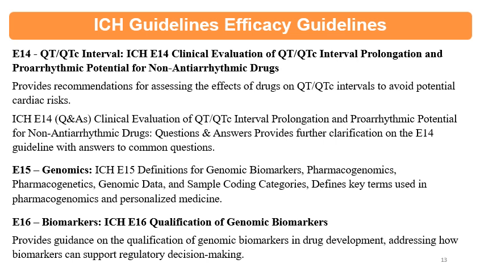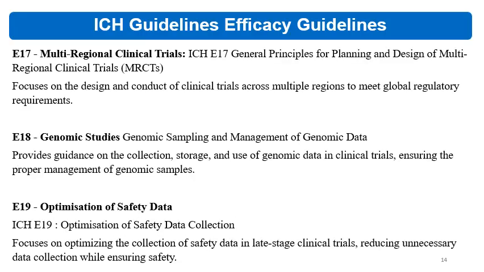E15 guideline is for genomics. Definition of genomic biomarkers, pharmacogenomics, pharmacogenetics, genomic data, and sample coding categories. It defines key terms used in pharmacogenomics and personalized medicine. E16, biomarkers. It is for qualification of genomic biomarkers. E16 guideline provides guidance on qualification of genomic biomarkers in drug development, addressing how biomarkers can support regulatory decision making.